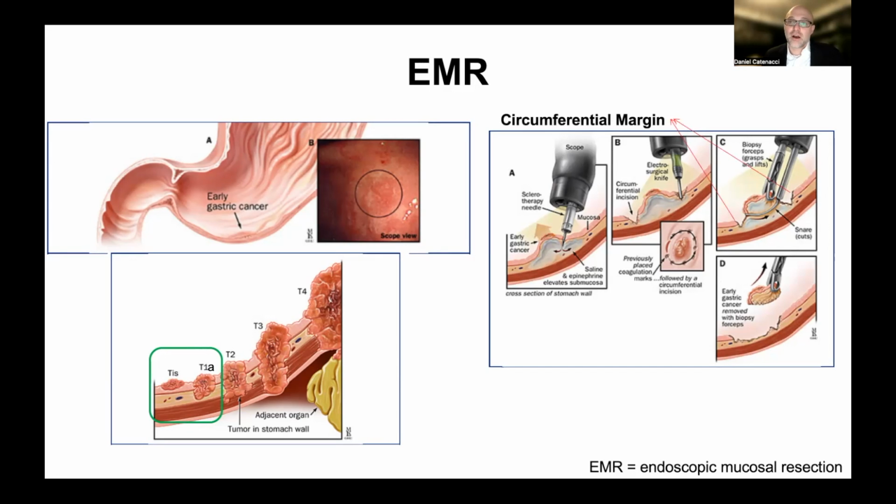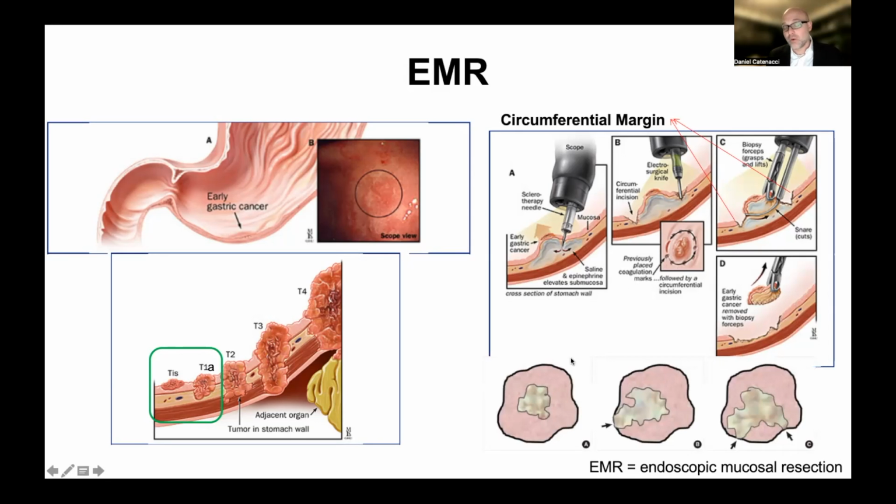What is a margin? A margin is the edge where the cuts are made to ensure that we've removed all of the cancer. A circumferential margin is on either end of the actual mass that's being removed. This is the circumferential margin. Down below, we see different scenario outcomes of what could occur. We can see a negative margin, which is what is desired, also referred to as an R0 resection, complete resection. What you see here is that there's space between the edge of the cancer and the edge of the cut, which is a good thing.